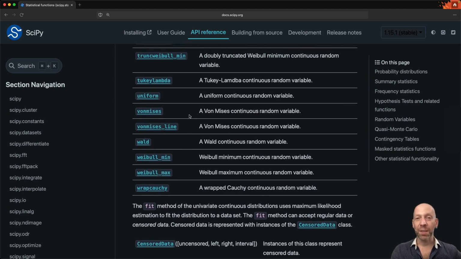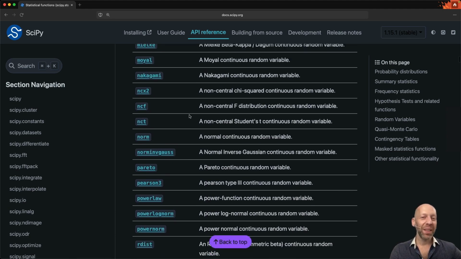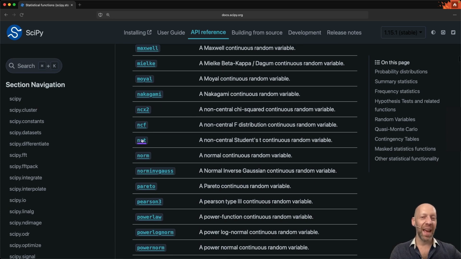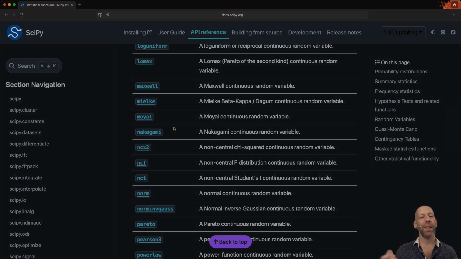So your mission for this exercise, should you choose to accept it, is just to pick a couple of these ones, like what is this? NCT, okay, non-central Student's T continuous random variable. Just pick a couple of these distributions. Maybe this one looks interesting, Nakagami, and copy and paste the code that generates figure 9, change some of the variables, and have fun.